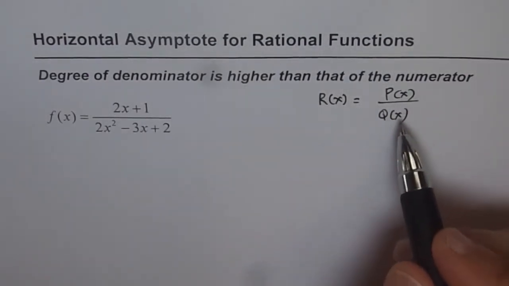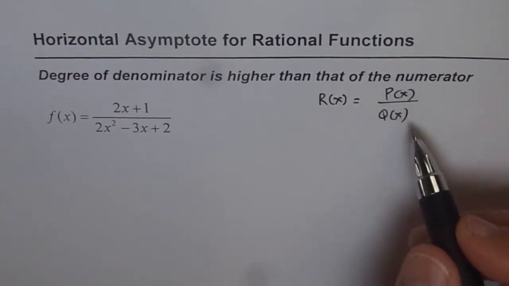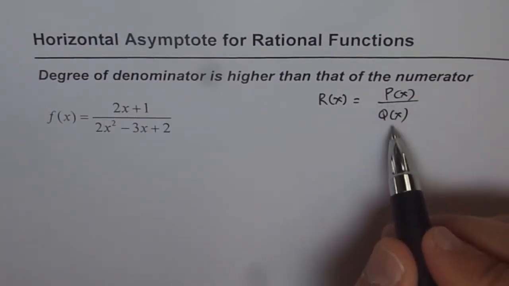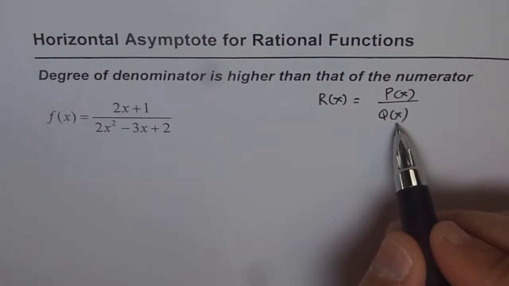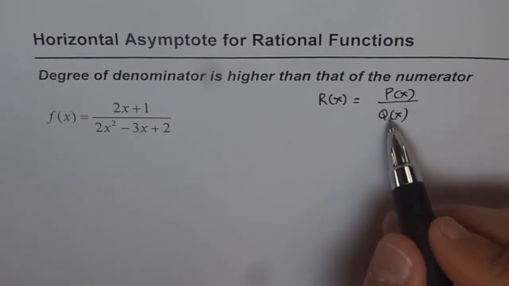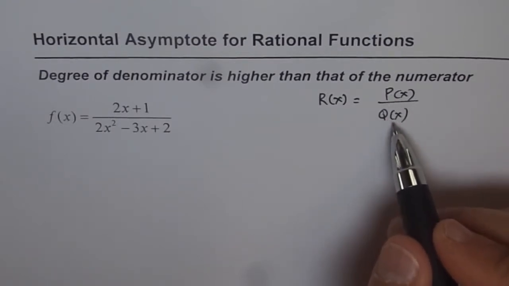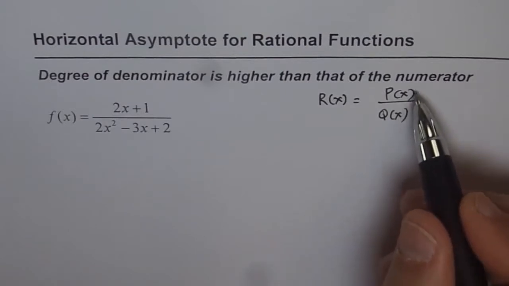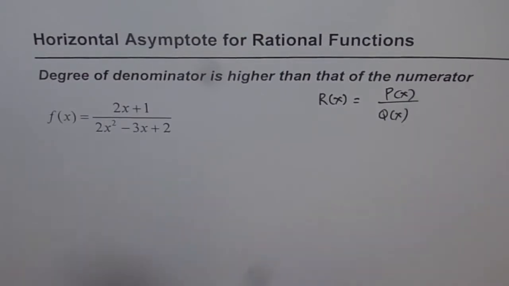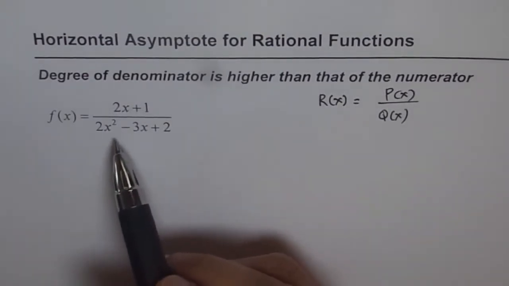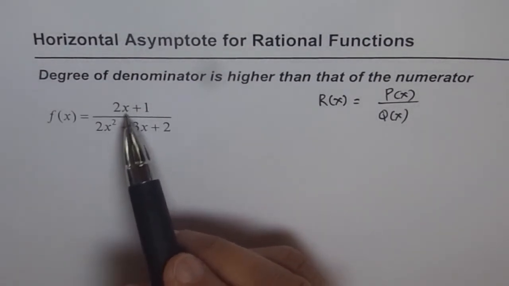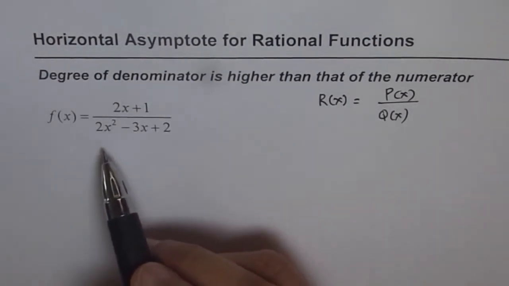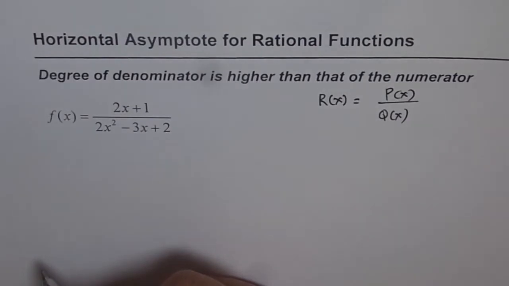Now, there are three particular cases. One is when the degree of the numerator is higher than the denominator. The second is when both degrees are the same, and the third could be that the degree of the denominator is higher than that of the numerator. Here we have a case where the denominator degree is higher than the numerator, right? So we'll consider in such cases what happens to the horizontal asymptote for a rational function.